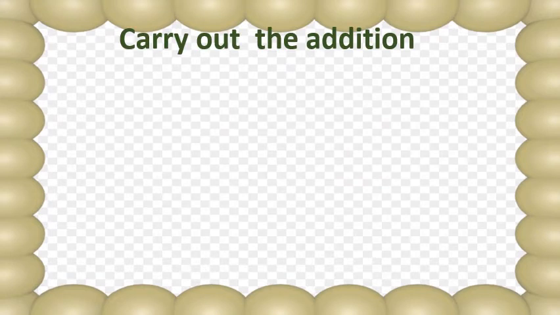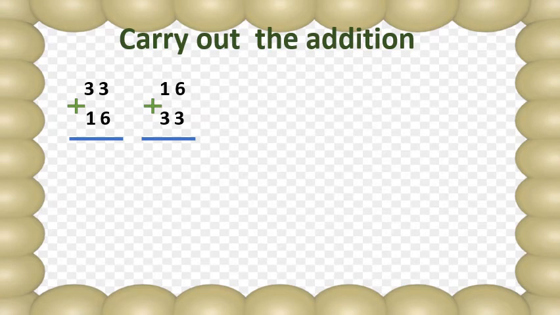Carry out the addition. See here, two sums are there, we will add them. Always we add from the unit place, correct? See here, 3 plus 6 is 9. Now 3 plus 1 is 4, isn't it? We'll move to the second sum. 6 plus 3 is 9. 1 plus 3 is 4.